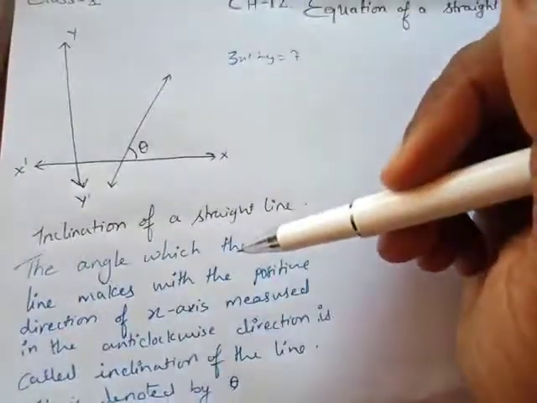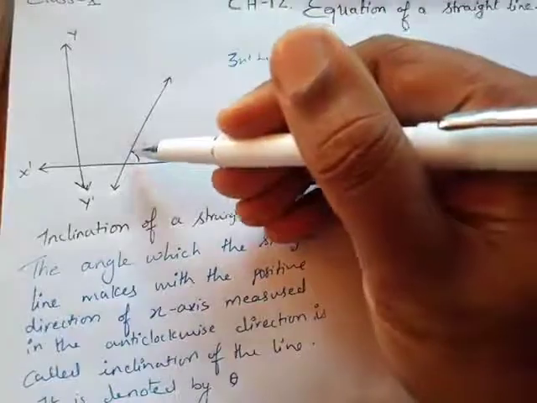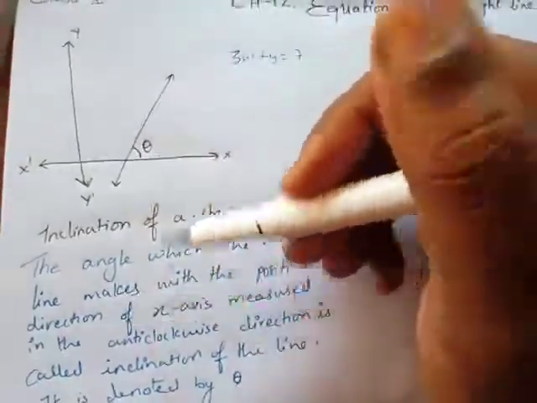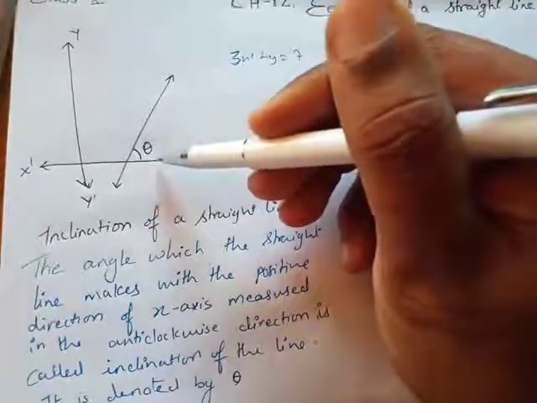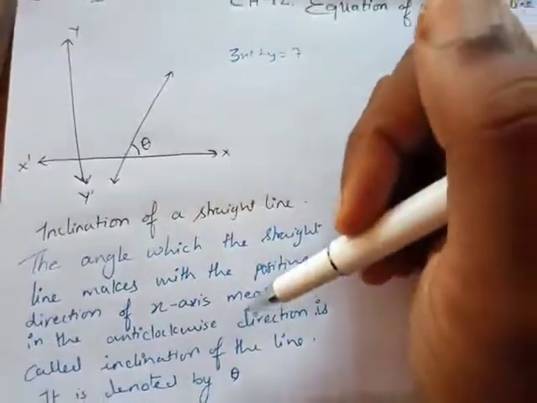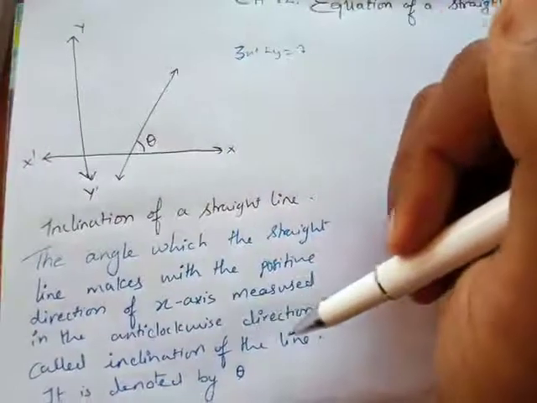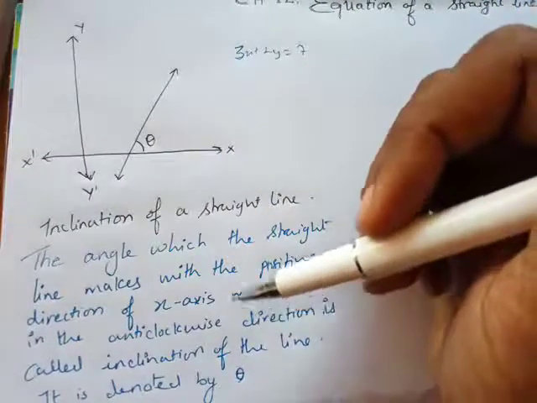Okay, so what is inclination of a straight line? The angle which the straight line makes, this is the straight line, the angle that this straight line makes with the positive direction of x-axis, only with this axis, positive direction, measured in the anti-clockwise direction is called the inclination of a line. It is denoted by theta.